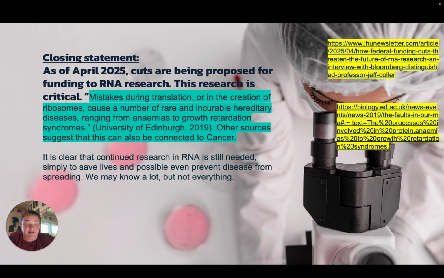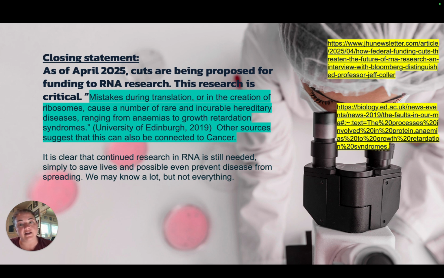So where does that leave us? That's a lot of words and a lot of definitions. Where are we going from here? Well, as of April 2025, the federal government is petitioning for cuts to RNA research. And as we know, this research is critical.